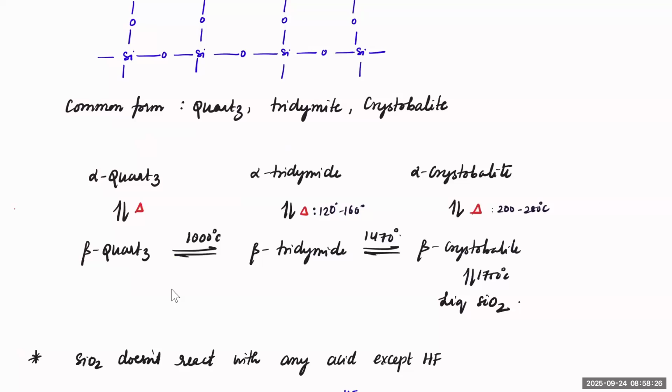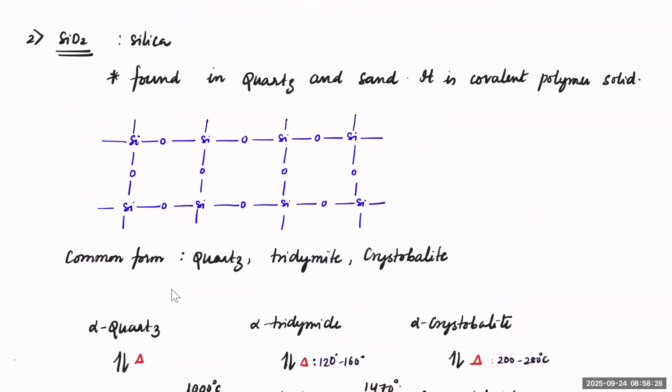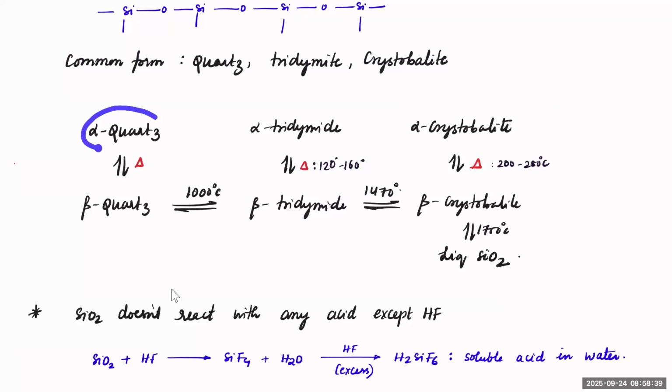There are three common types of silica. One is quartz, one is called tridymite, the other one is cristobalite. Within the quartz, I have two kinds, alpha and beta quartz. Same with tridymite and same with cristobalite. And usually beta forms are thermodynamically more stable, and stability keeps increasing towards cristobalite.